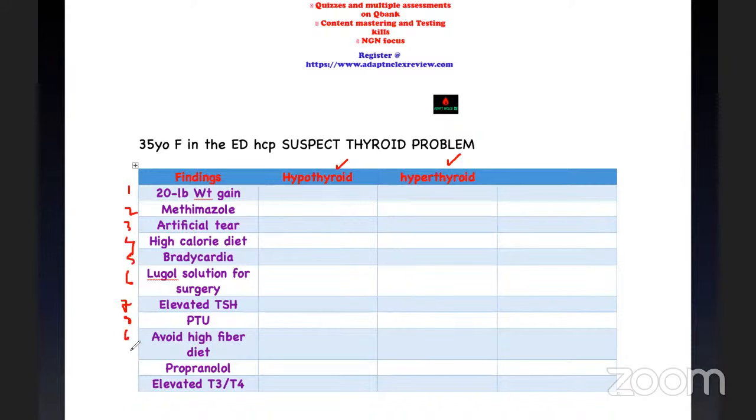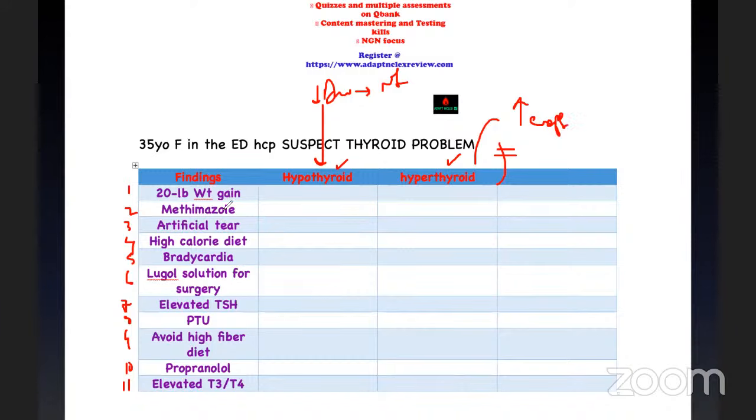Hypothyroid. The concept here is that for hypothyroid, everything is what? Think about it. Everything is down except your weight. And then in hyperthyroid, everything is up except your weight. That's all. Then you figure out the content related to that. The person who is going to gain weight is hypothyroid.